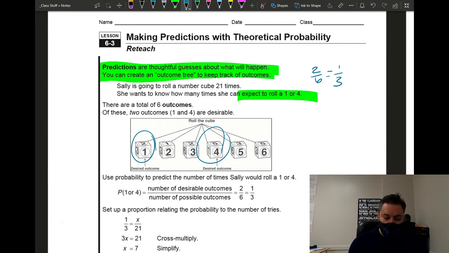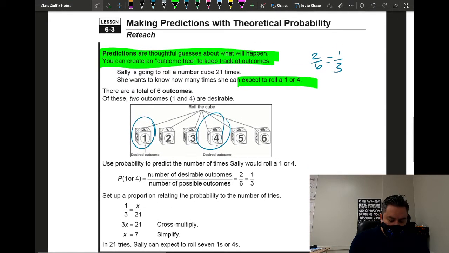So let's see what I mean by that. It says, use the probability to predict the number of times Sally will roll a 1 or a 4. So the probability is exactly what I just did right here. The number of desired outcomes, whatever you want to happen, divided by everything that can happen. 2 out of 6, which is 1/3. We already did that right here.